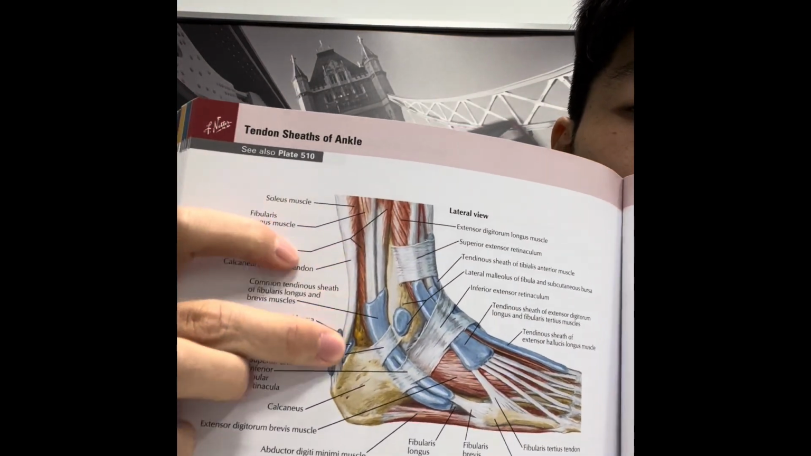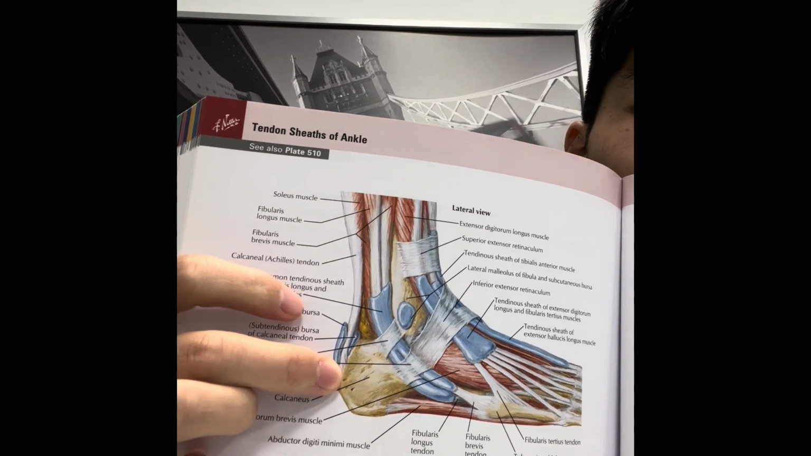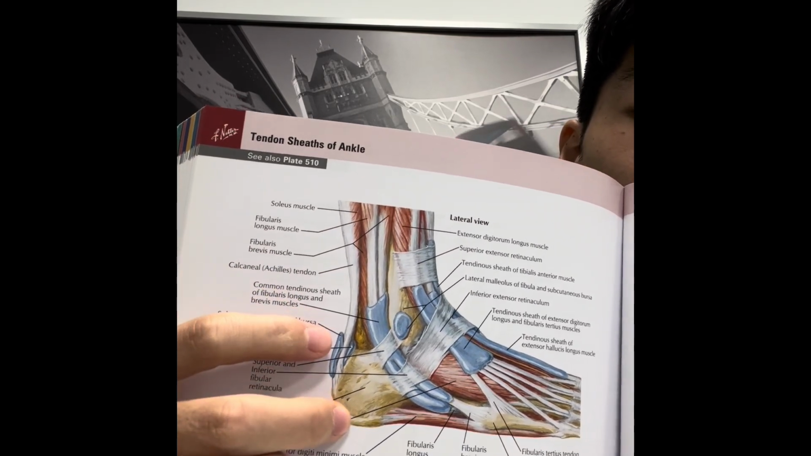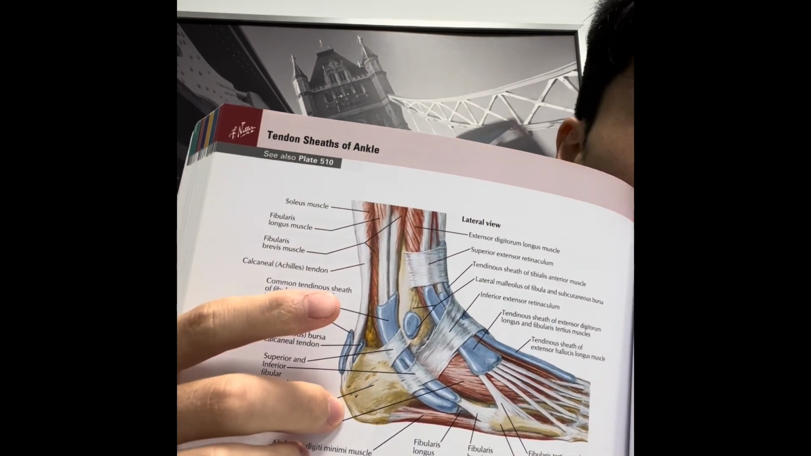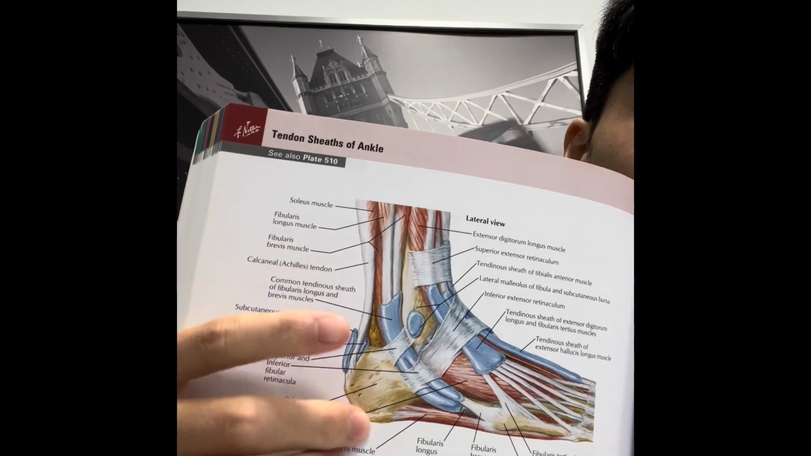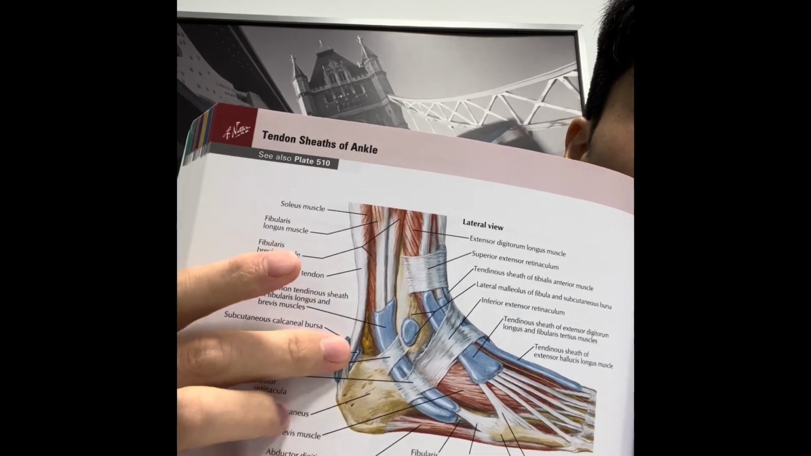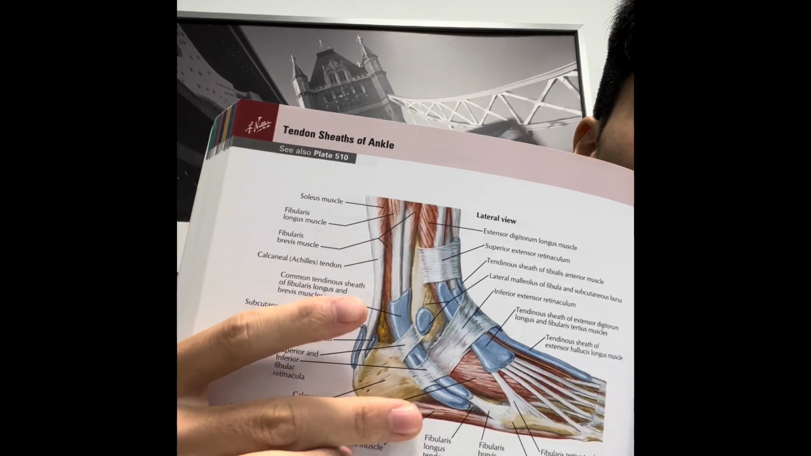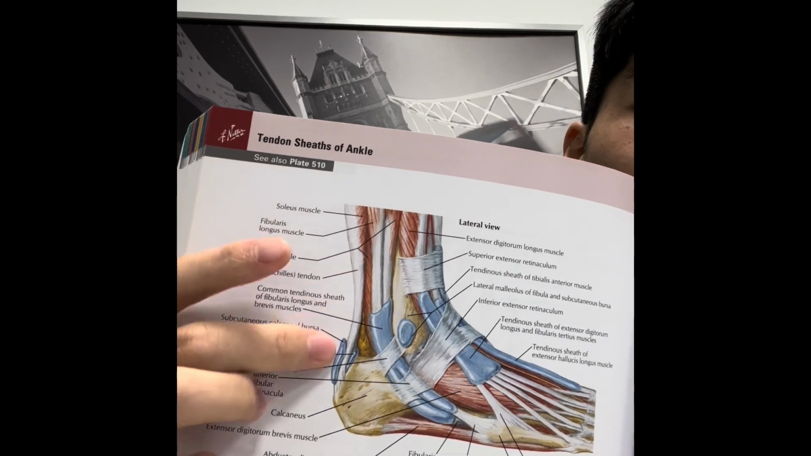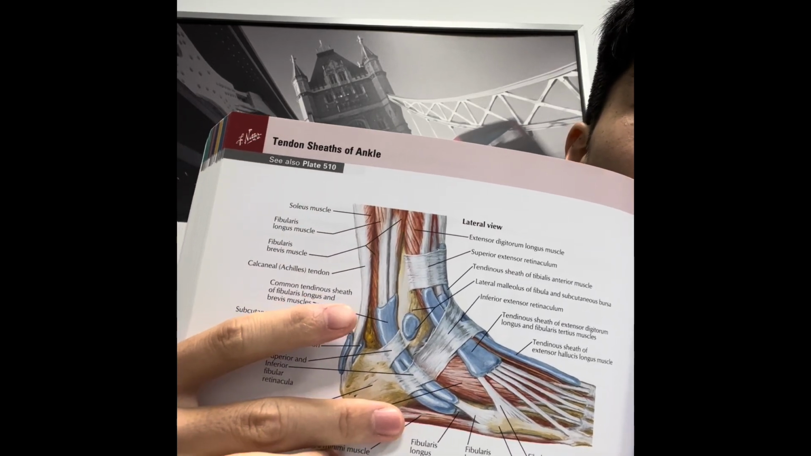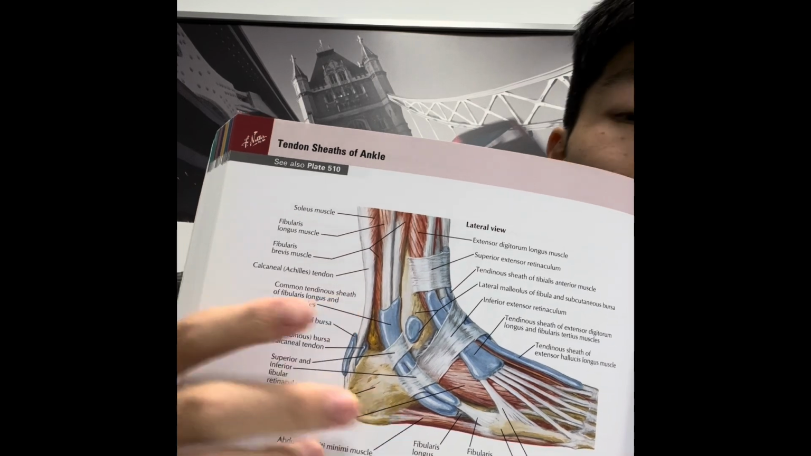Gastroc and soleus become the Achilles tendon, and the Achilles tendon attaches to the heel bone, the calcaneus, right? One piece of research showed that there is a sheath on the calcaneus, and this sheath can connect the Achilles tendon to the plantar fascia. So the tension on the calf muscle can influence the tension in the plantar fascia. That's why physical therapists provide calf muscle stretching to decrease the stress on the plantar fascia.